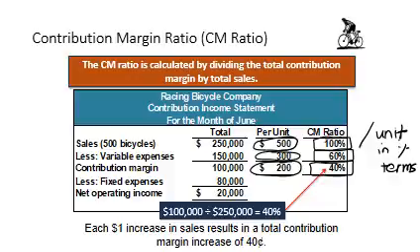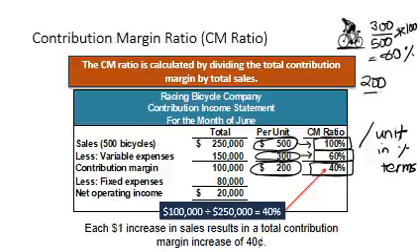And now all we are doing is doing 500 as 100%, 300 is 300 by 500 times 100, which is 60%, and the contribution margin is 200 by 500 times 100, which is 40%. So that's all we are doing now in terms of the contribution margin ratio.